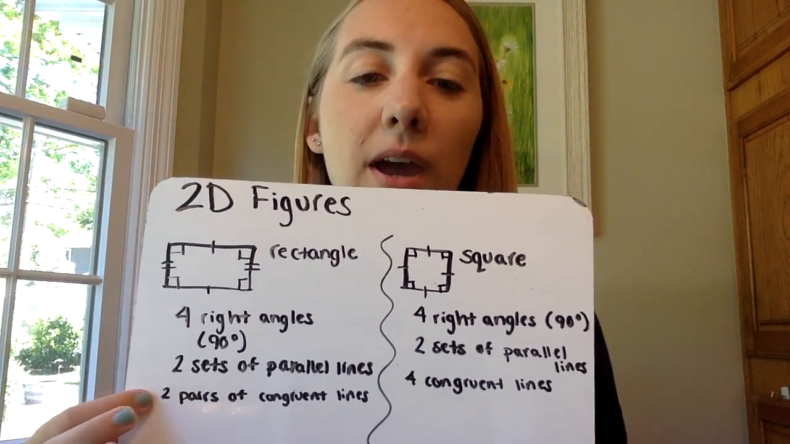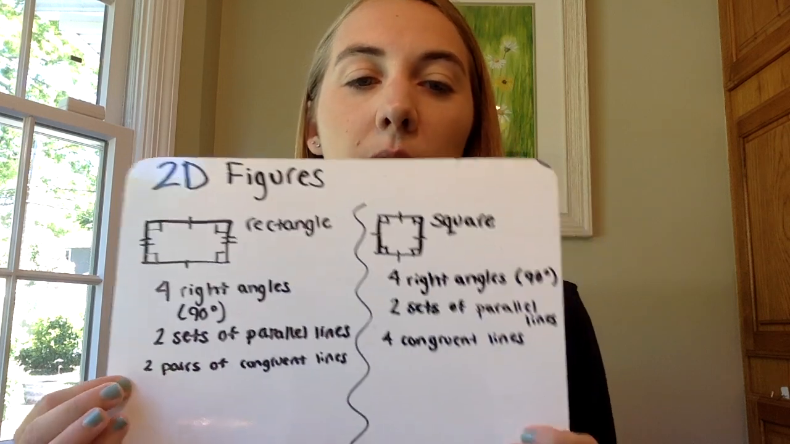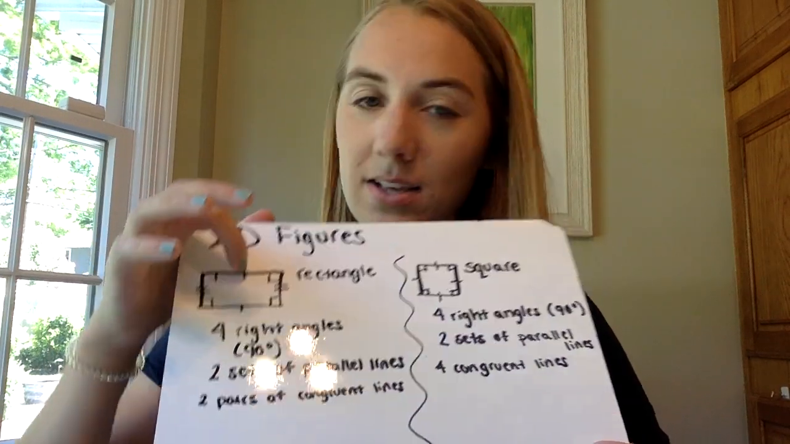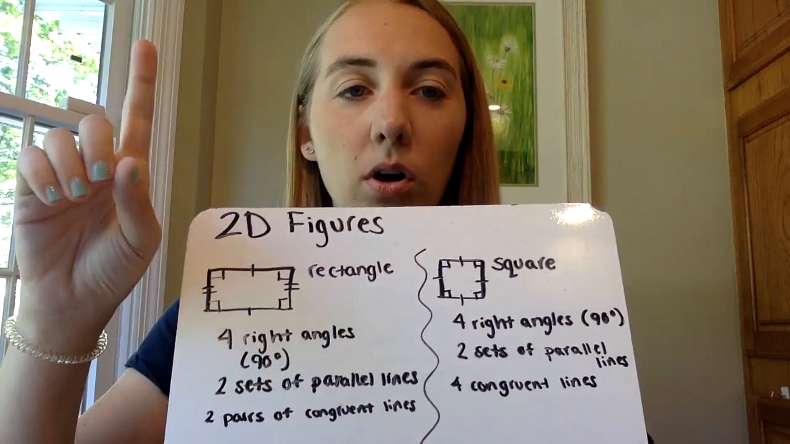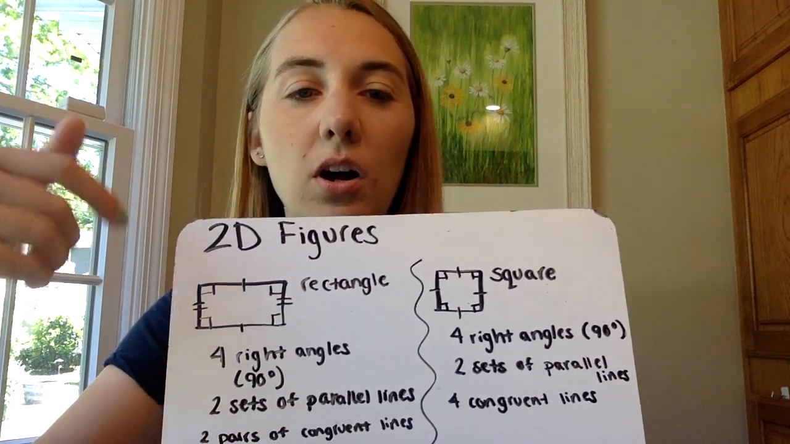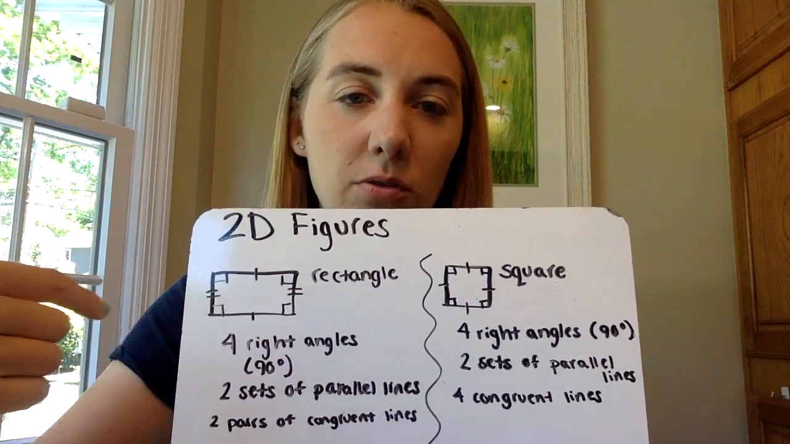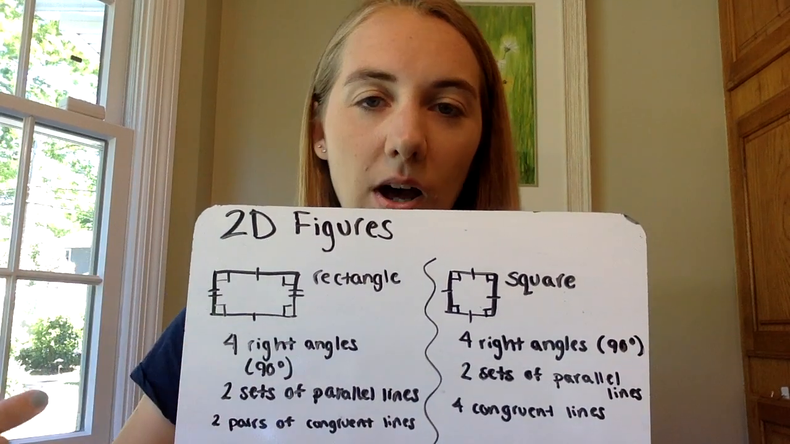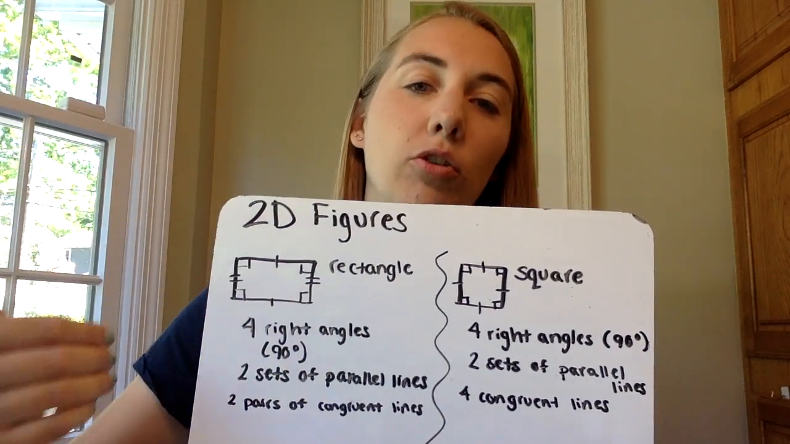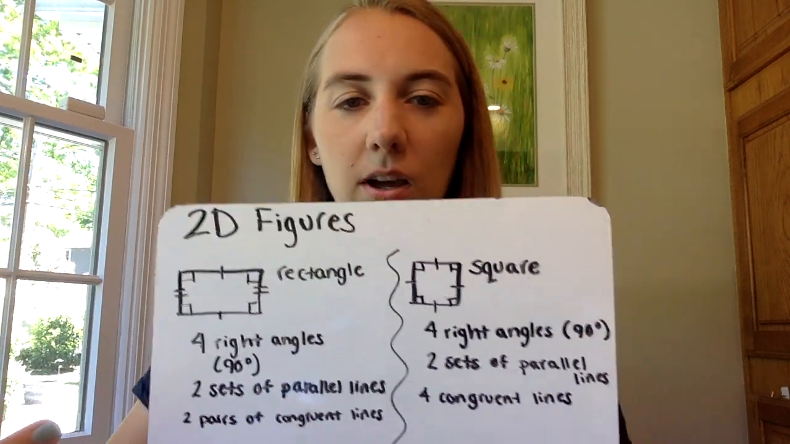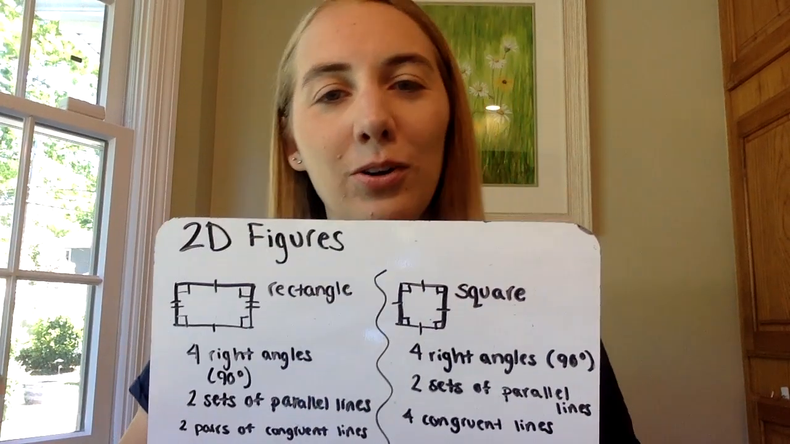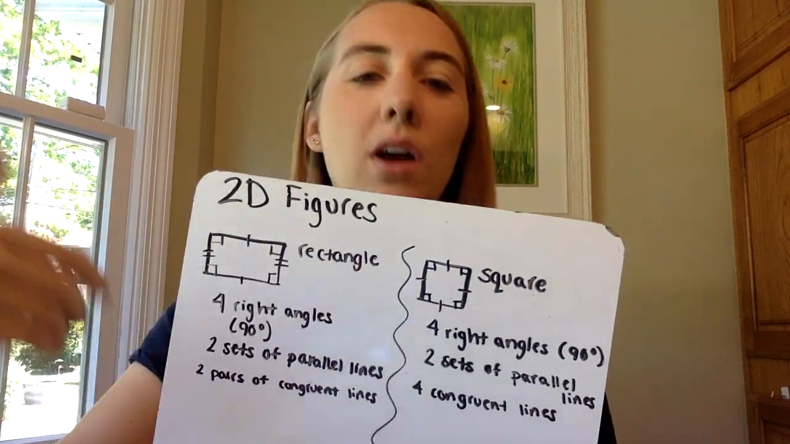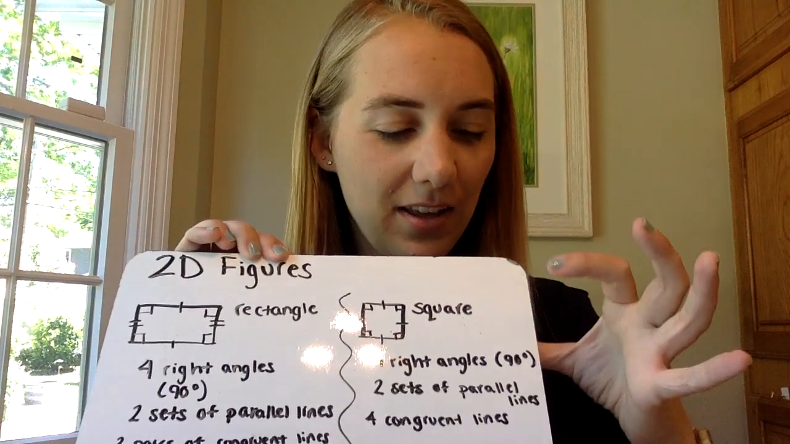Lastly, we have 2 pairs of congruent lines. Congruent means that they are equal or the same. So this dash mark on top and bottom, one dash mark means that those 2 lines are congruent to each other. And then you see the other ones, there's 2 dash lines. Those means that those 2 lines are congruent to each other, but not congruent to the other set of congruent lines, right? So in a rectangle, we all know that they don't have 4 congruent lines like in a square.